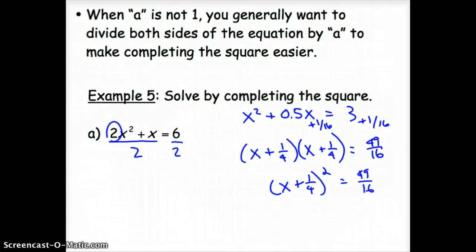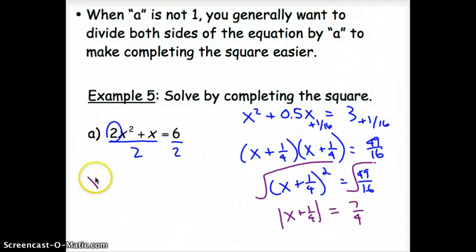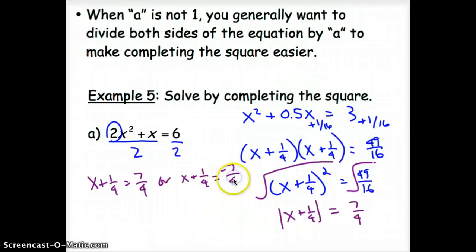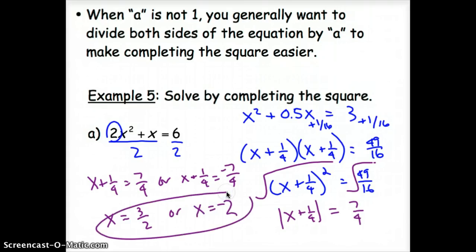So I'm going to take the square root of both sides, and I get the absolute value of x plus 1/4 equals 7/4. So I know that x plus 1/4 has to equal 7/4, or x plus 1/4 could equal negative 7/4. So here it's going to be x equals 6/4, or 3/2, and here x equals negative 8/4, which would be negative 2. And I've got my two answers.